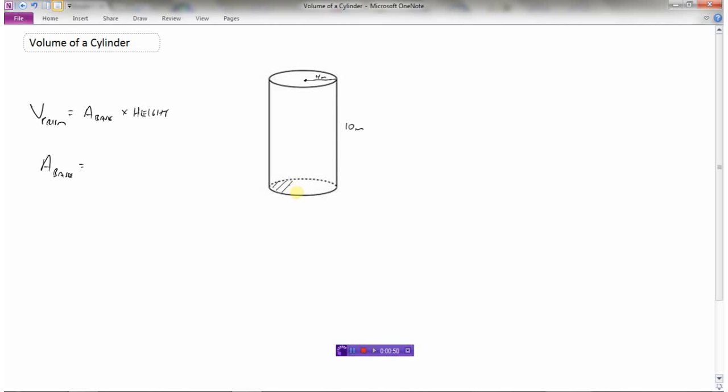That's a circle down here. And so remember the formula for finding the area of the circle is pi times the radius squared. So the radius in this case is 4. The top will be the same as the bottom. So that's pi times 4 squared.